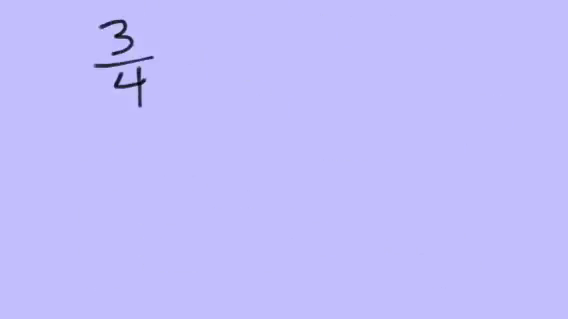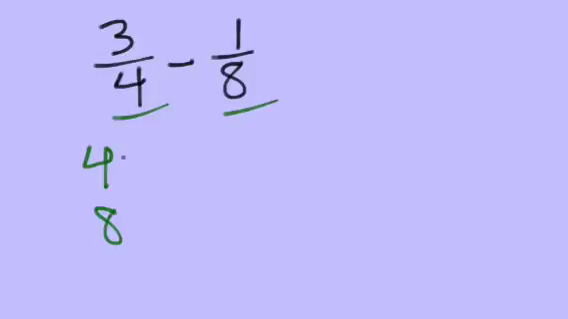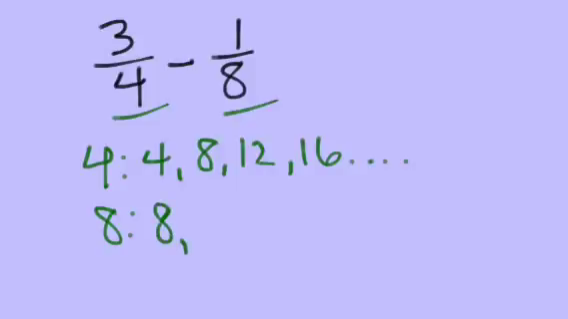Let's say I had 3/4 minus 1/8. Going through the steps, the first thing I notice is that I do not have common denominators. They're different. So I need to think about the multiples of 4 and the multiples of 8. Multiples of 4: 4, 8, 12, 16, and so on forever. Sorry, I shouldn't list my multiples so late at night. Multiples of 8: 8, 16, and so on, forever and ever.